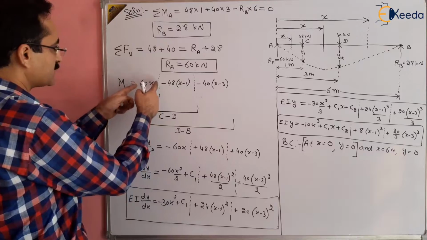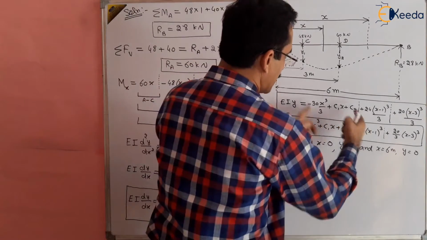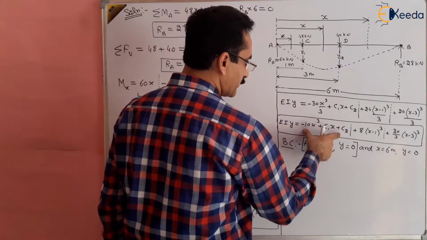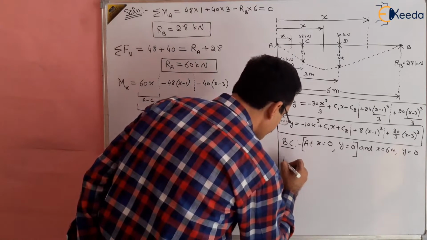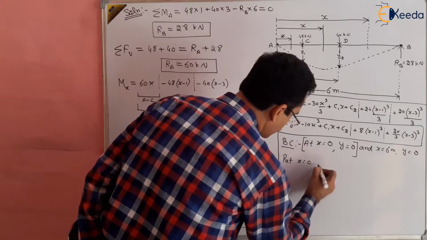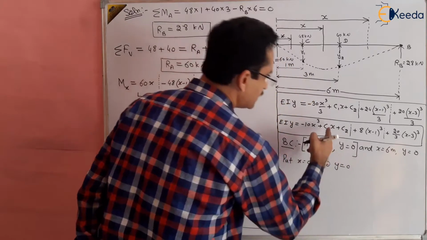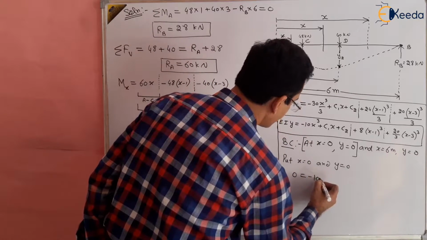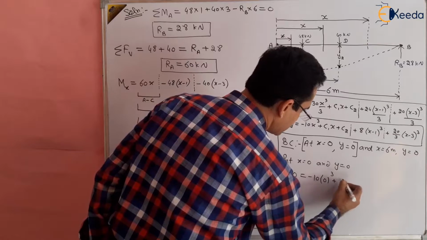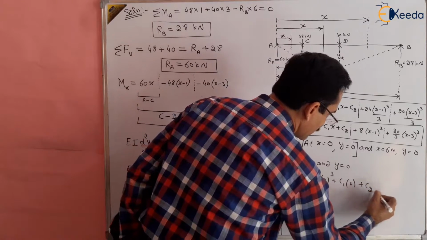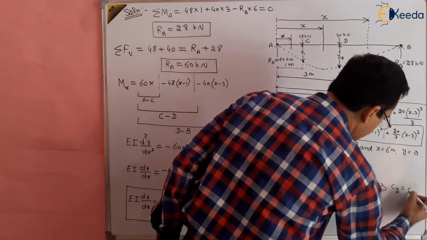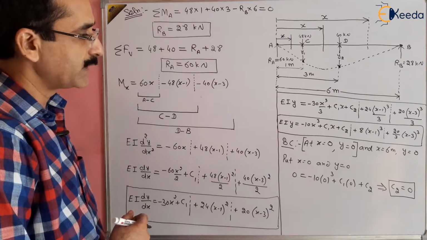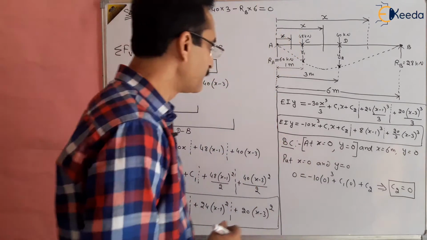And for A to C, this part is there, the 60x part, which is integrated to get this part, right? So now for this part we have to use only this part. Put x equal to 0 and y equal to 0 in this deflection equation. We will get 0 equal to minus 10 times 0 cube plus C1 multiplied by 0 plus C2. From here we will get C2 equal to 0. So one of the constants is obtained, that C2 equal to 0, right?